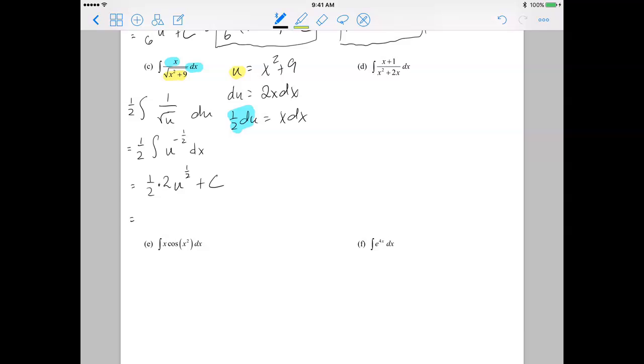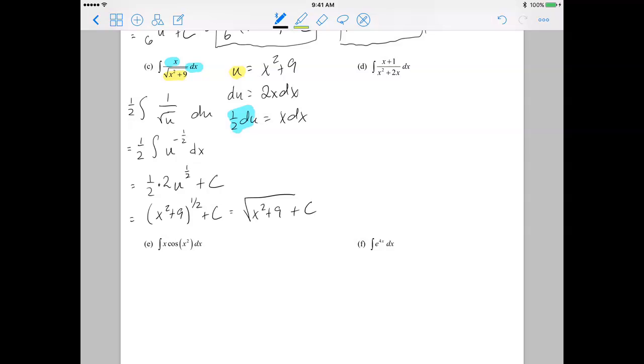And so what ends up happening is that 1/2 and 2 cancel out, and I get u to the 1/2 plus c. So I'm going to go ahead and rewrite what u was. U was x squared plus 9 to the 1/2 plus c, or another way I could write that is the square root of x squared plus 9 plus c.